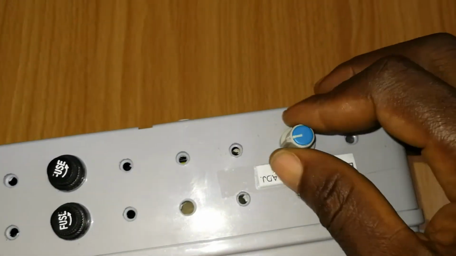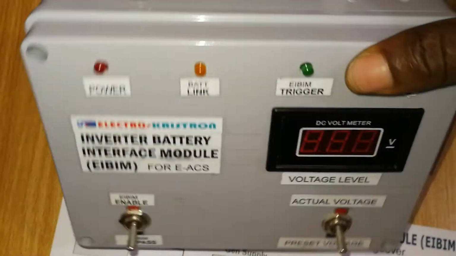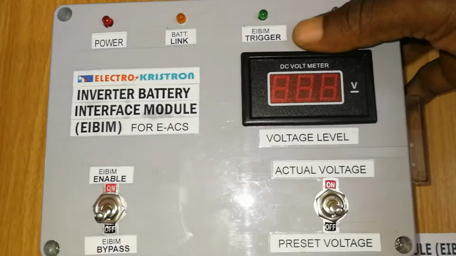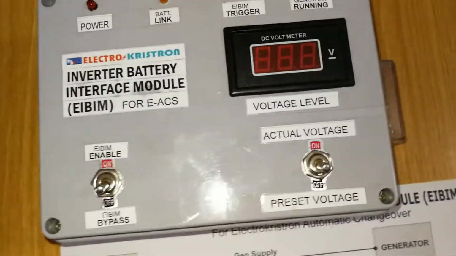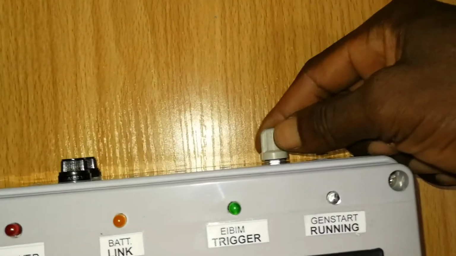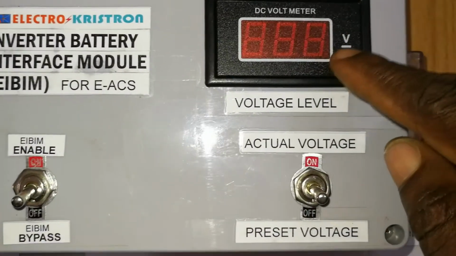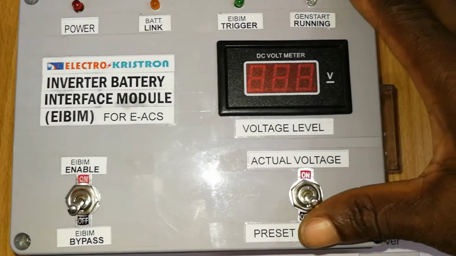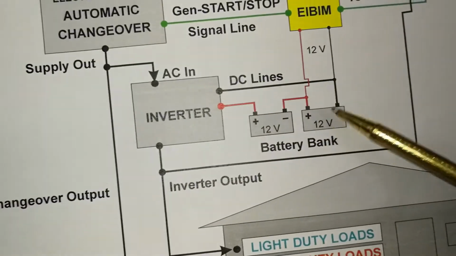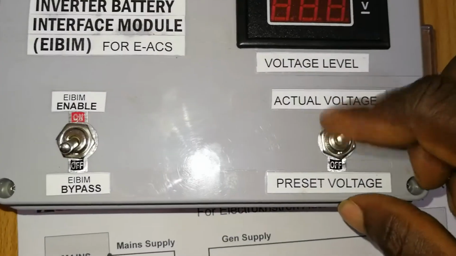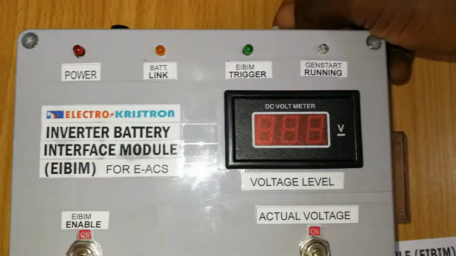We can actually adjust this to determine at what level we want the inverter batteries to the gen to start based on the inverter battery condition. As you're turning the variable here, you will see the corresponding voltage setting. You can turn this to actual voltage to monitor the inverter battery itself, or turn to preset to see what values you are setting. In a short moment I'm going to show you all of that.